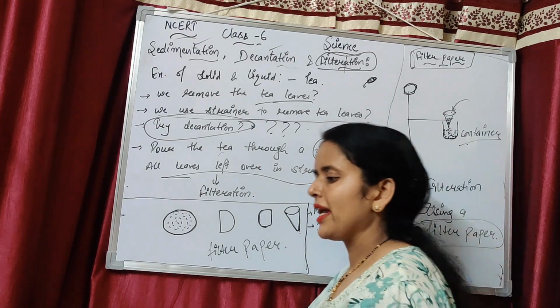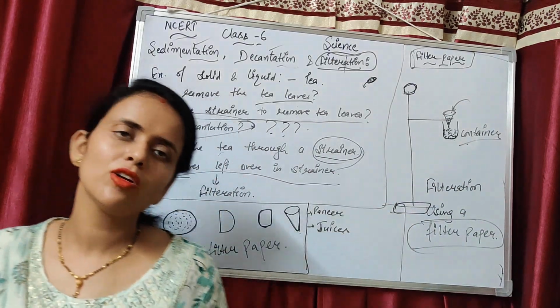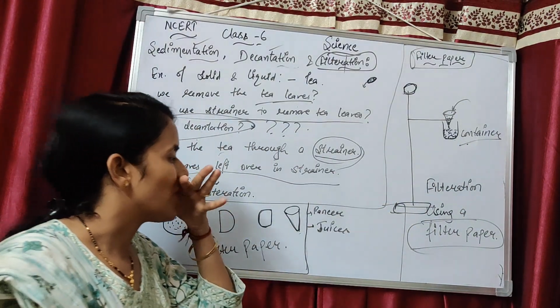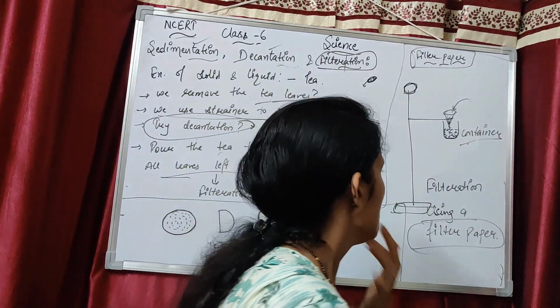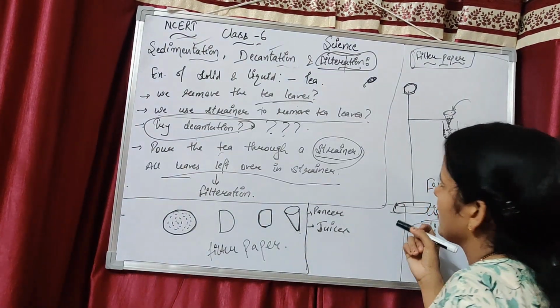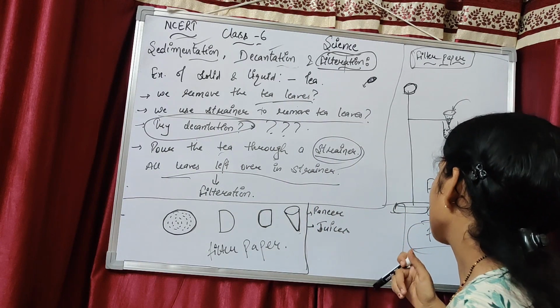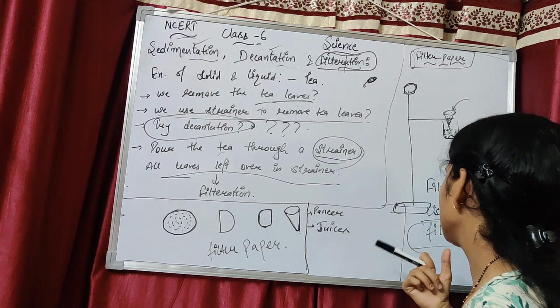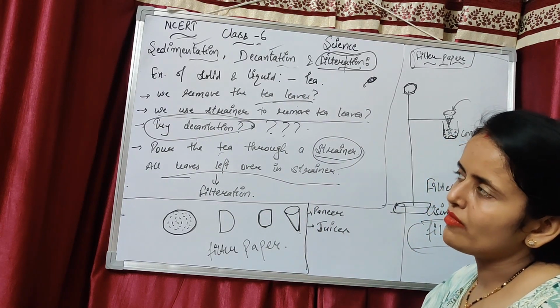So let's perform an activity. You can perform this activity at your home also. We have to filter the components of a mixture, so which example should we take?